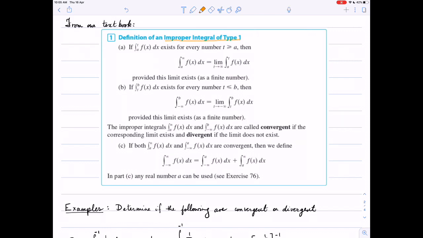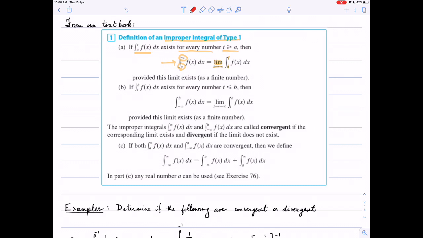If the integral from a to t, where t is just some number bigger than a, exists for every number bigger than a, then this improper integral, which is the integral from a to infinity, which we had before, is given as a limit. It's given as the limit, as t goes to infinity, of the integral from a to t of f of x dx. And this is worth taking a second and unpacking a little bit more.